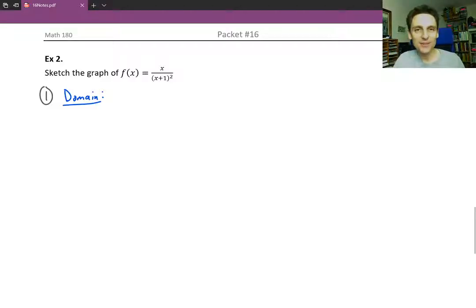So for the domain of this function, we want to think about all the x values that we could possibly plug into it, which is everything except for -1. One way of writing that would be in interval notation: all the numbers from -infinity to -1 and then -1 to infinity. But you can also write it as just all real numbers except for -1, or however you like to write this domain.